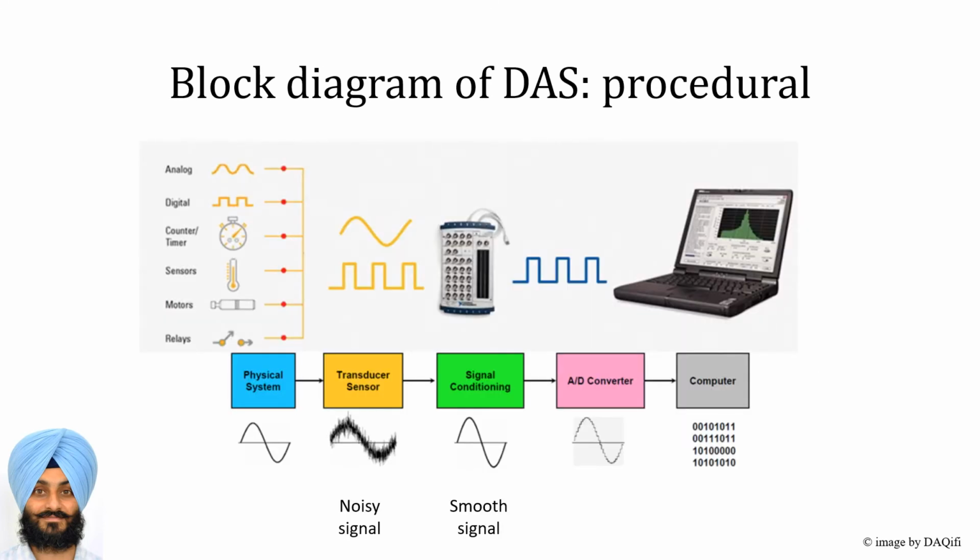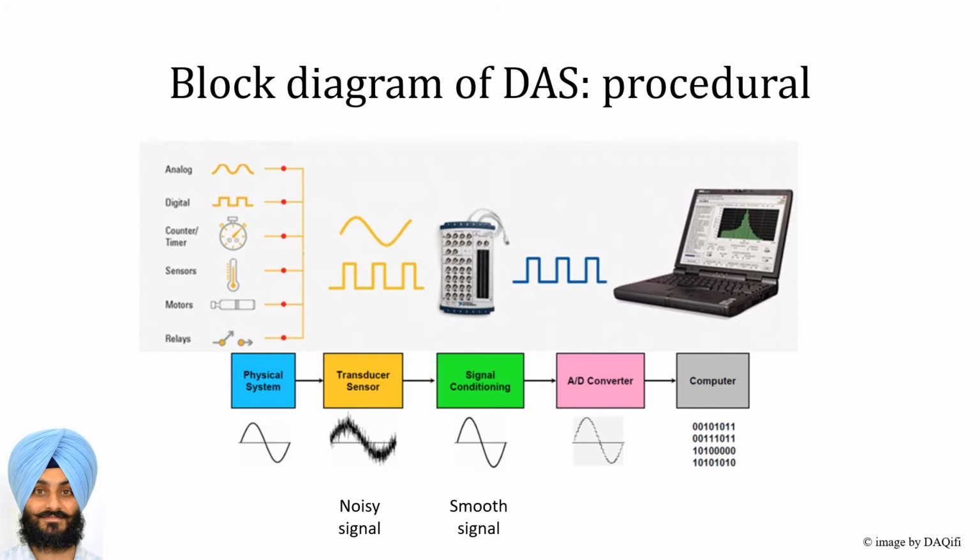If you want to note down the block diagram for academic purposes, you can see there are 5 building blocks of the DAS, that is data acquisition system. The first building block is the physical system itself. It contains some sensors, transducers, motors, relays or actuators, whatever it is.